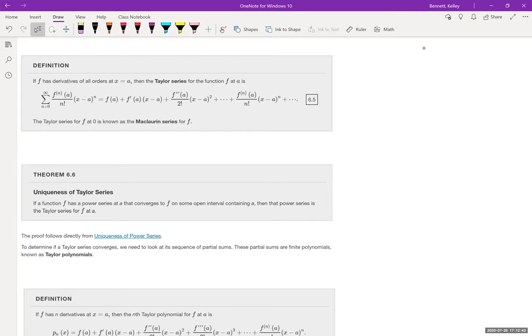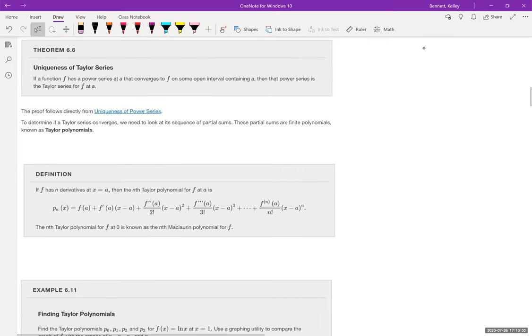We also have theorem 6.6, which says that if f has a power series at a that converges to f on some open interval containing a, then that power series is the Taylor series for f at a. So it's just kind of the uniqueness theorem saying that we really don't have to worry about there being an alternative to that. We can use this and let our minds relax that we're not going to discover something else that may contradict us later.